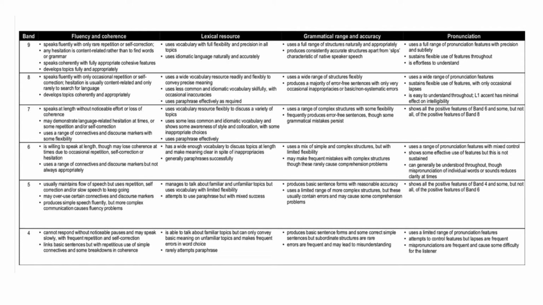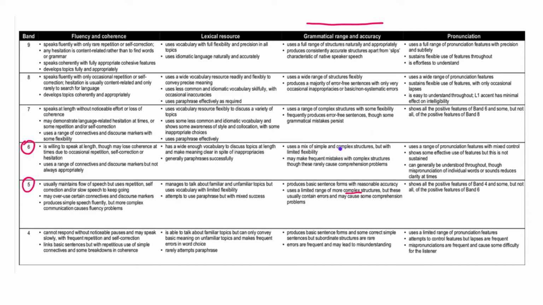And we will do this by looking at the band descriptors for IELTS speaking. Let's have a look at a band score of 5 and see what it says. So we're looking at grammatical range and accuracy. So band score 5 uses a limited range of more complex structures, but these usually contain errors and may cause some comprehension problems. Okay, so basically guys, this means that you don't use many different complex structures and usually you make mistakes. Let's see what number 6 says.